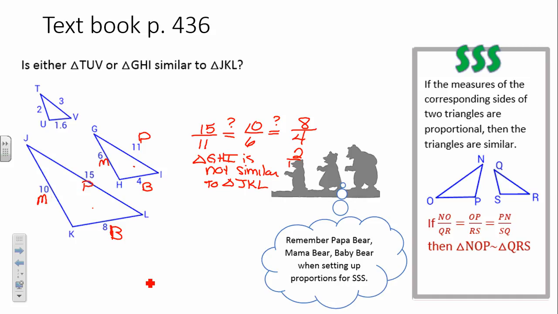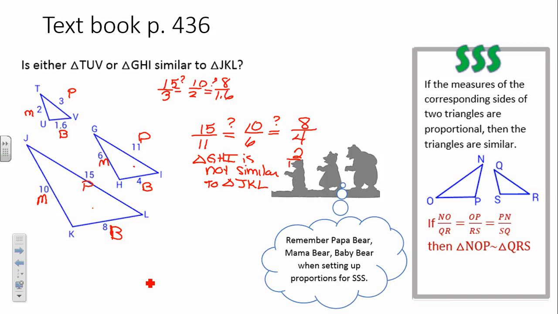So let's compare the very large triangle to the smallest triangle. My Papa Bear is my 3, my Mama Bear is 2, and my Baby Bear is 1.6. So now let's check and see. Again, the 15, 10, and 8, if I write them from smallest to largest, how does that compare with the largest, again, to the medium size 2, to the smallest one of 1.6? Are these equal?